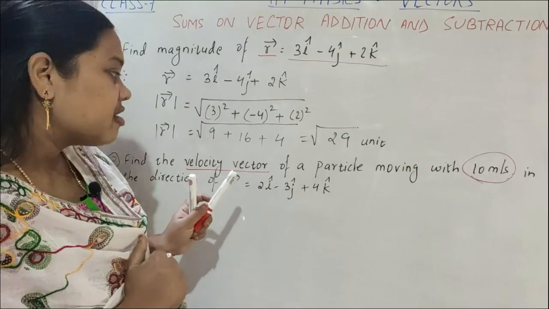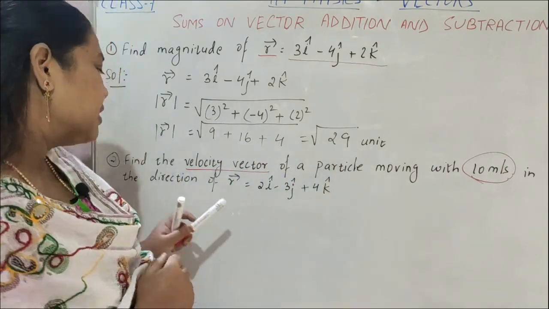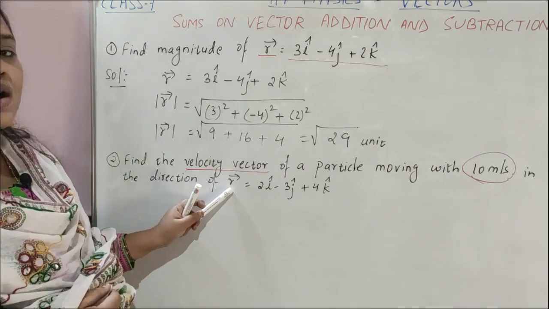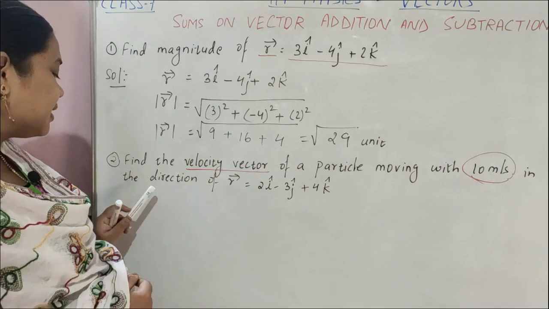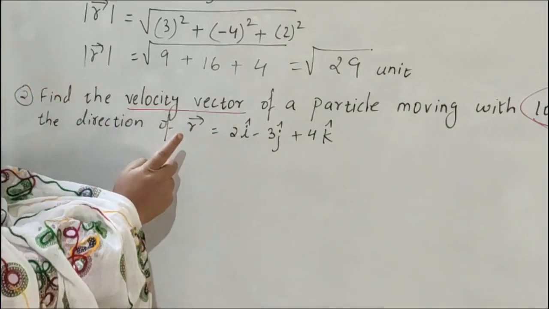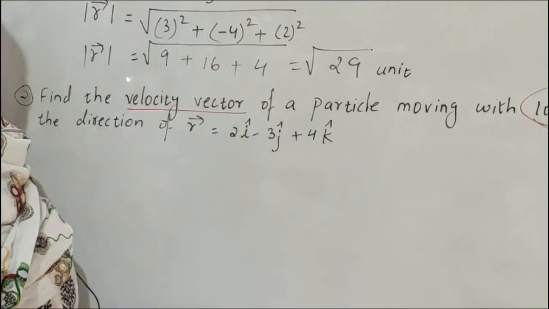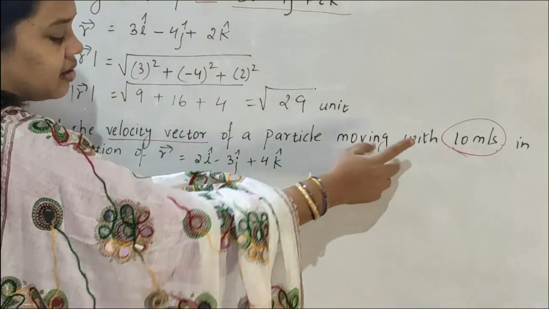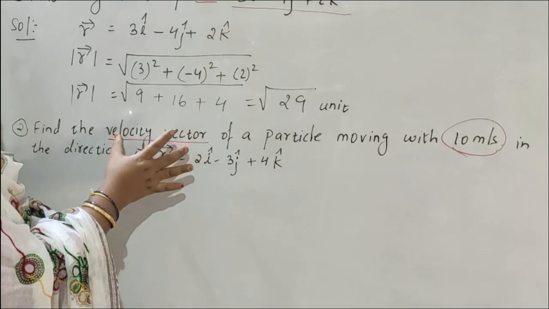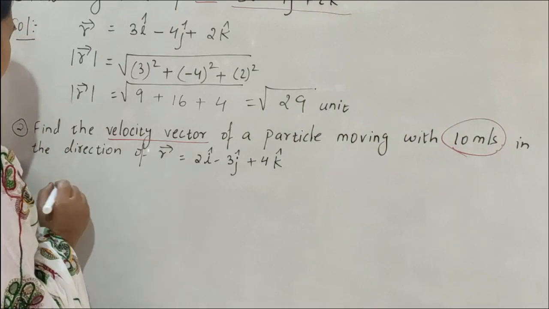What you have to find? Velocity vector you have to find. Magnitude given. Direction also given. What is the direction? Direction is in r vector. The particle is moving in the direction of r vector equal to this. In this direction the particle is moving. Magnitude given, direction given. You have to find the velocity vector. Clear children? Understood? What is the question and what you have to find?